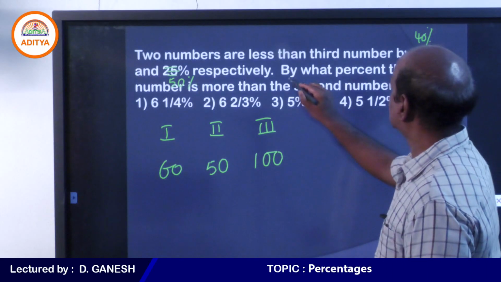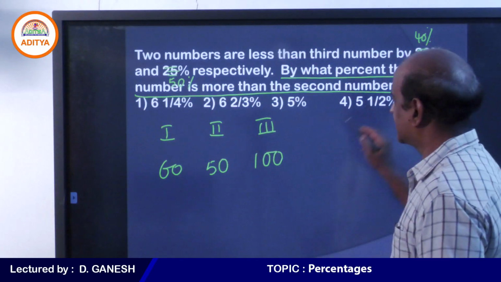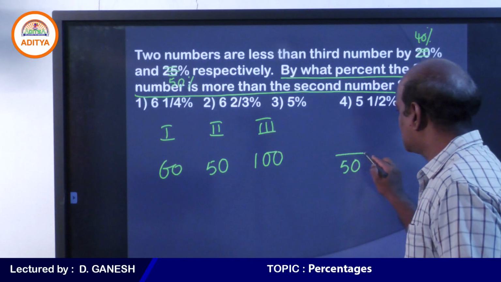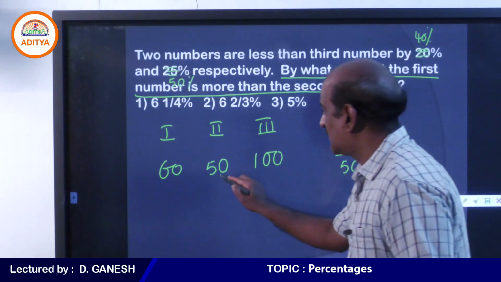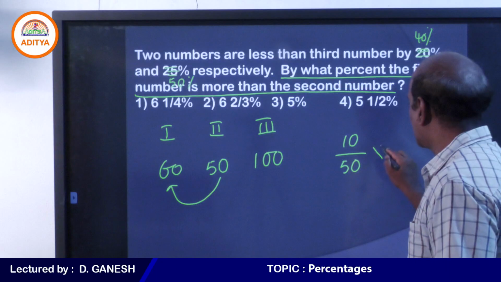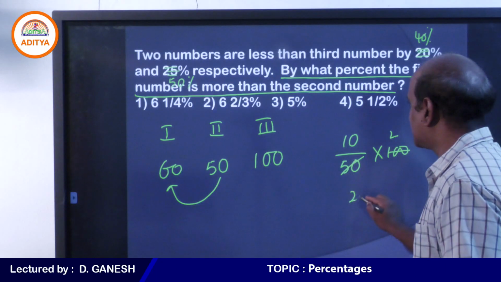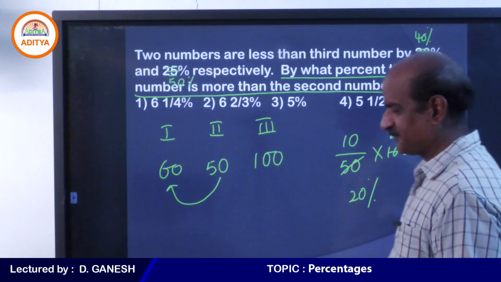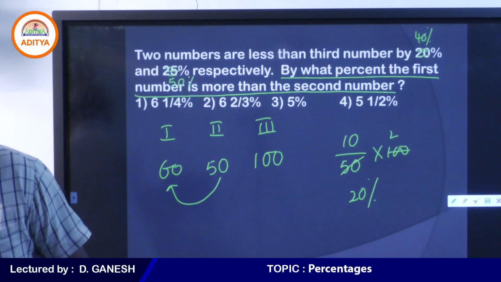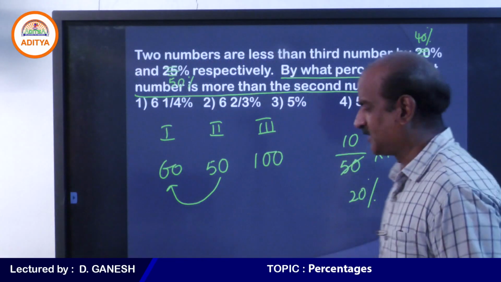Now, the question is, by what percent is the first number more than the second number? Therefore, we have to compare with the second number, which is obviously 50. So, how much is the first number more? 10 more. So, we need to get it in percentage. Therefore, your answer is 20%. I hope you understand this. So, your answer must be 20%. Yes, my dear students, you are absolutely correct. 20% should be your answer.